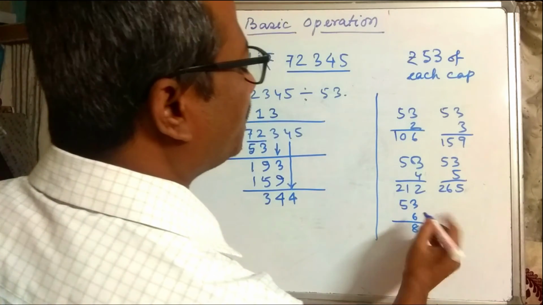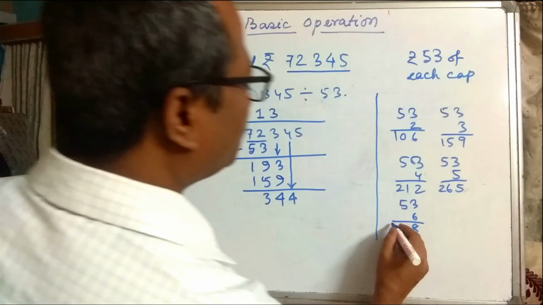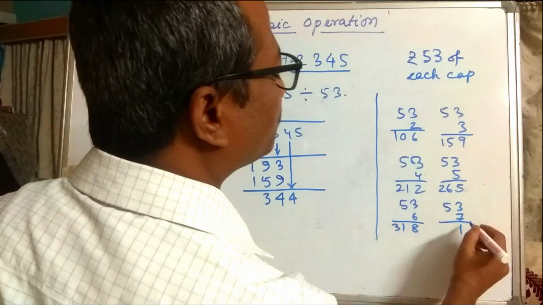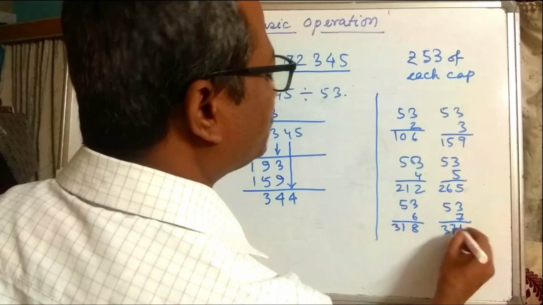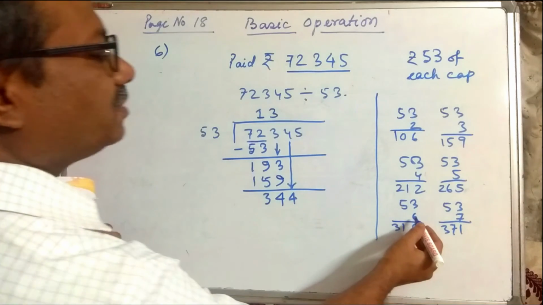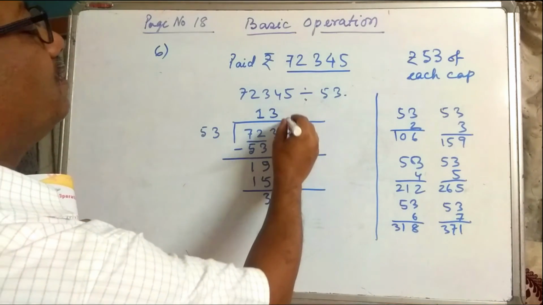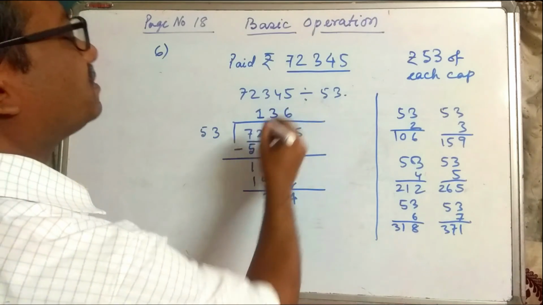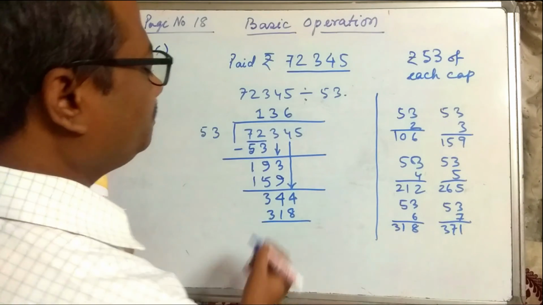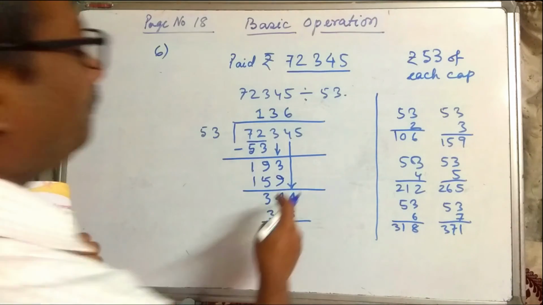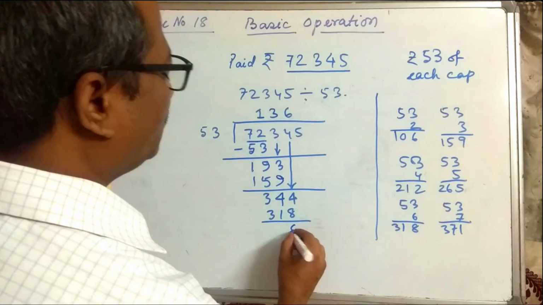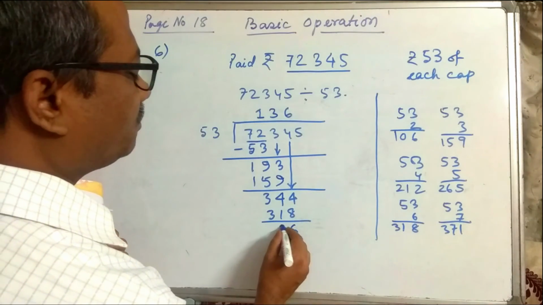6 threes are 18, 1 left. 6 fives are 30, 31. 53 sevens are 371. So 371 is greater than 344. So we will have to choose 6 times. Above the 4, we will put the quotient 6. So 6 53s are 318. So 344 minus 318 is 26. Here 3 remains, 3 minus 1 is equal to 2.